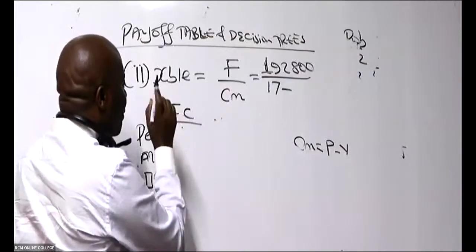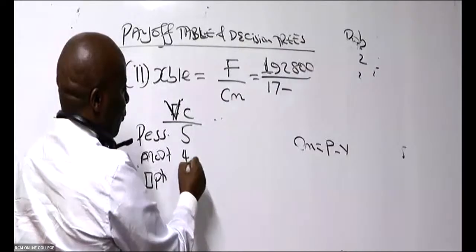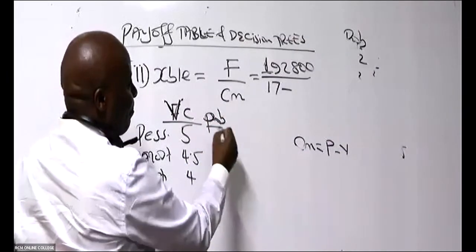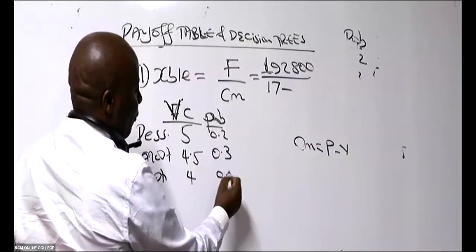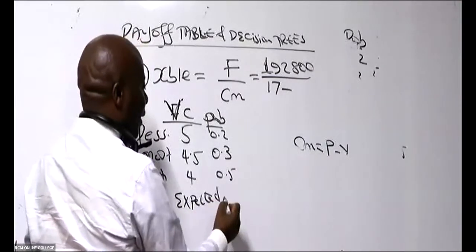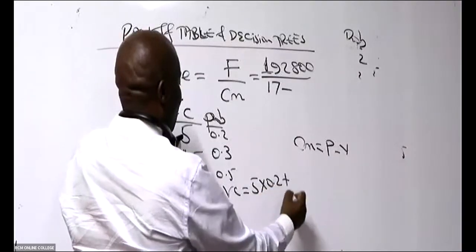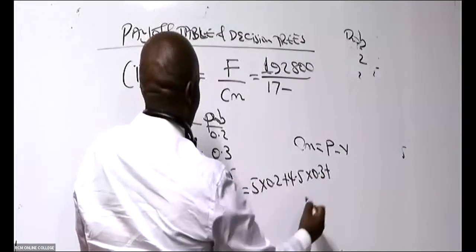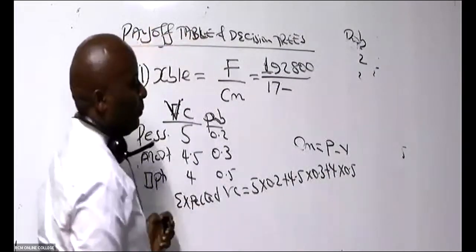Not fixed cost, but variable cost. Sorry for that. 5, 4.5, 4. Probabilities are the same: 0.2, 0.3, 0.5. So the expected variable cost will be 5 times 0.2 plus 4.5 times 0.3 plus 4 times 0.5.